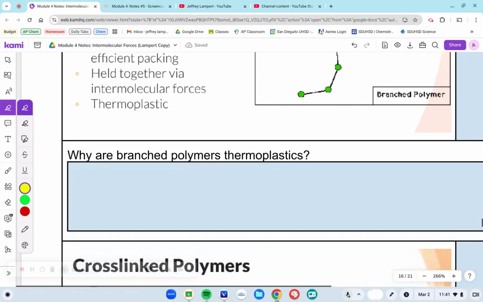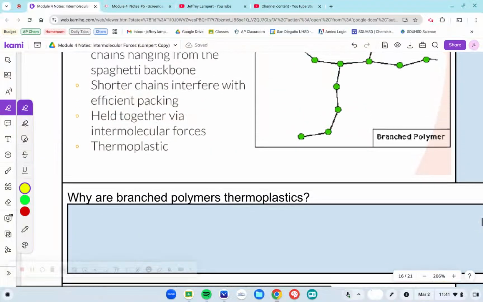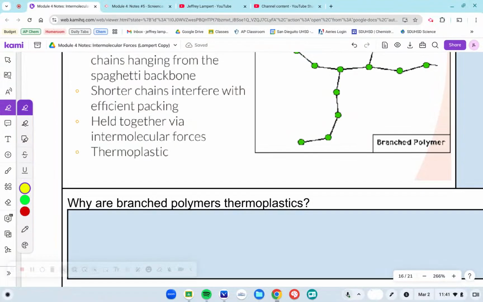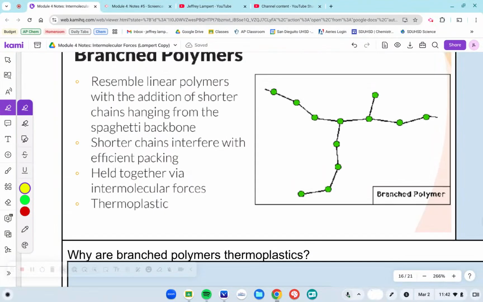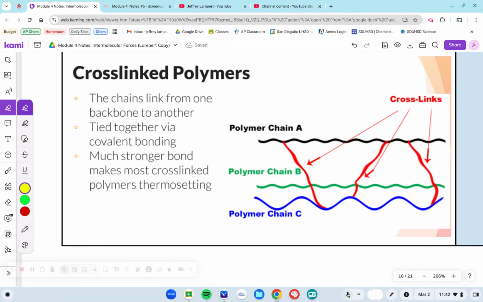So at this point, I've explained why a linear polymer is thermoplastic. I want you to try and explain why a branched polymer is a thermoplastic now. So go ahead and try out that explanation. All right, so let's go ahead and talk about it. Branched polymers are thermoplastics, again, because they're only held together by intermolecular forces, right? It's just going to be whatever the intermolecular forces of the monomer are holding everything together, so it's easy to melt them and reform. Now let's take a look at cross-linked polymers.